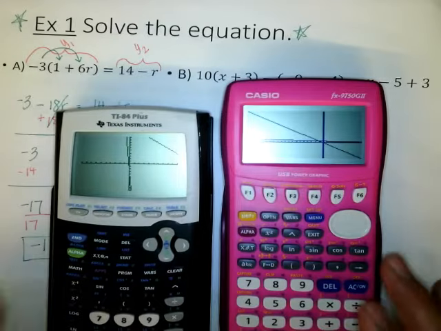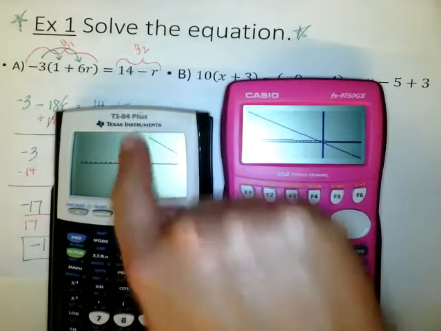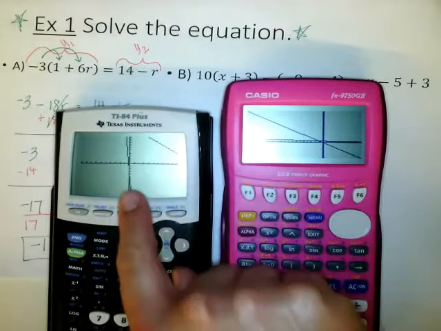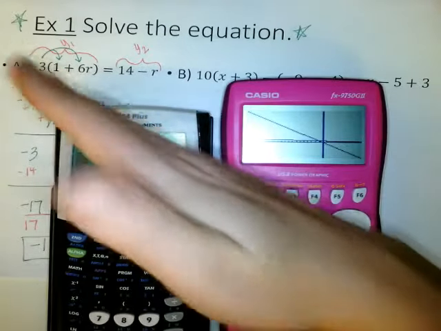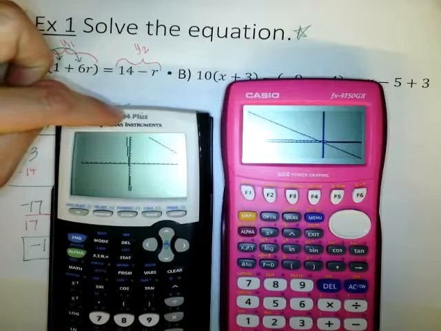Kind of interesting. Different pictures, right? It's because they have different windows. What we're looking for is the intersection. On my standard window here with my TI, I see my line coming up like this. It's a negative slope line, technically. And then we have this slanty line going this way. They're going to intersect somewhere over here.